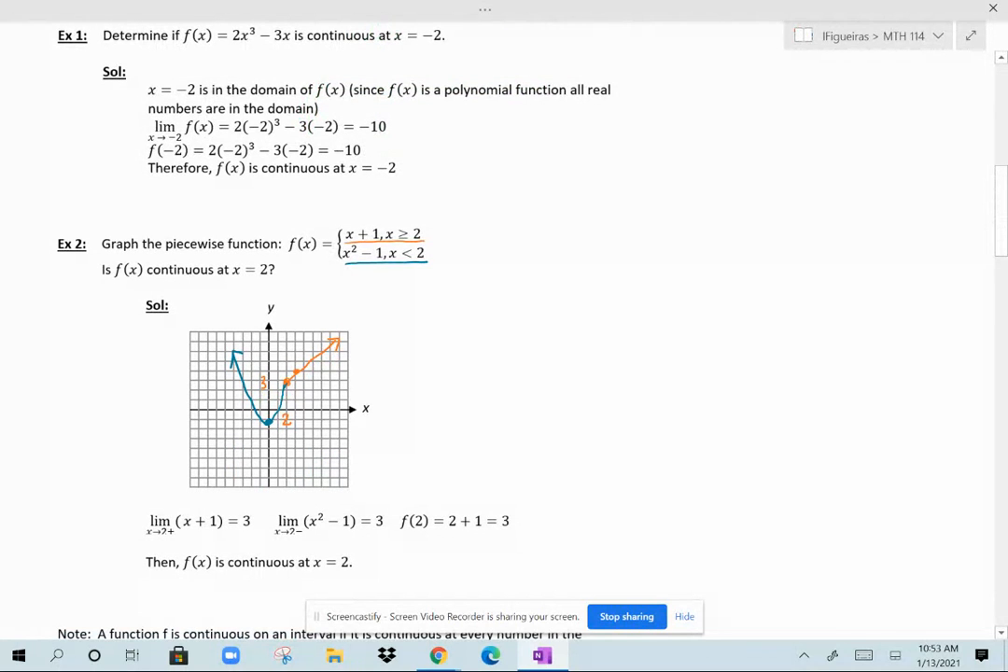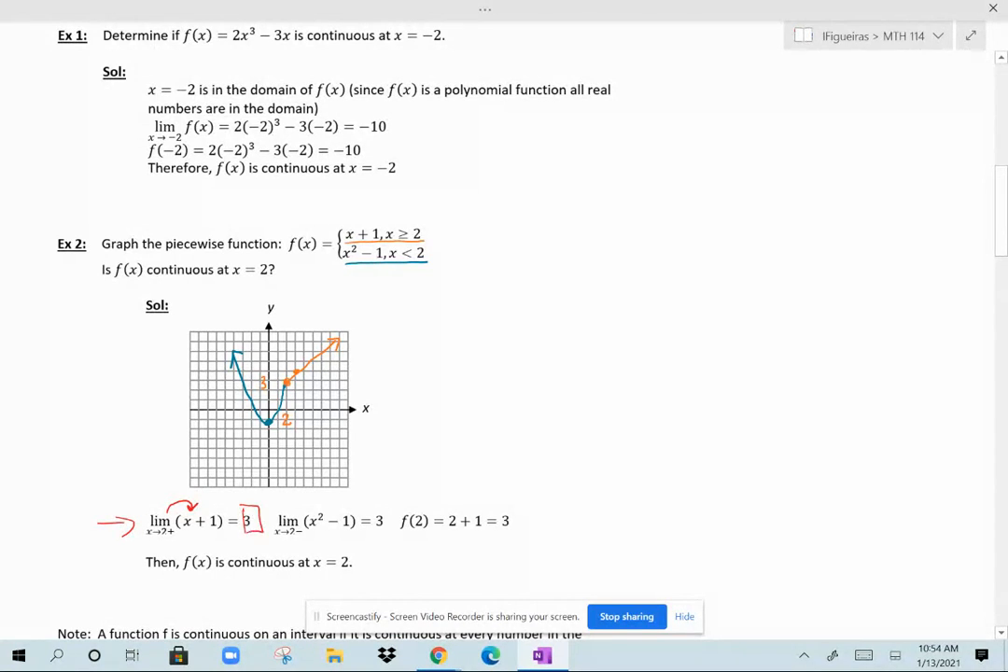So we want to first evaluate our limit. So let's evaluate the right-hand limit. The right-hand limit means that I'm approaching 2 from the right. Remember, on the right side, that's greater than 2, I'm looking at the line. So that's what I need to plug into. I need to substitute 2 into the value of x for x plus 1, and that gives me a value of 3.